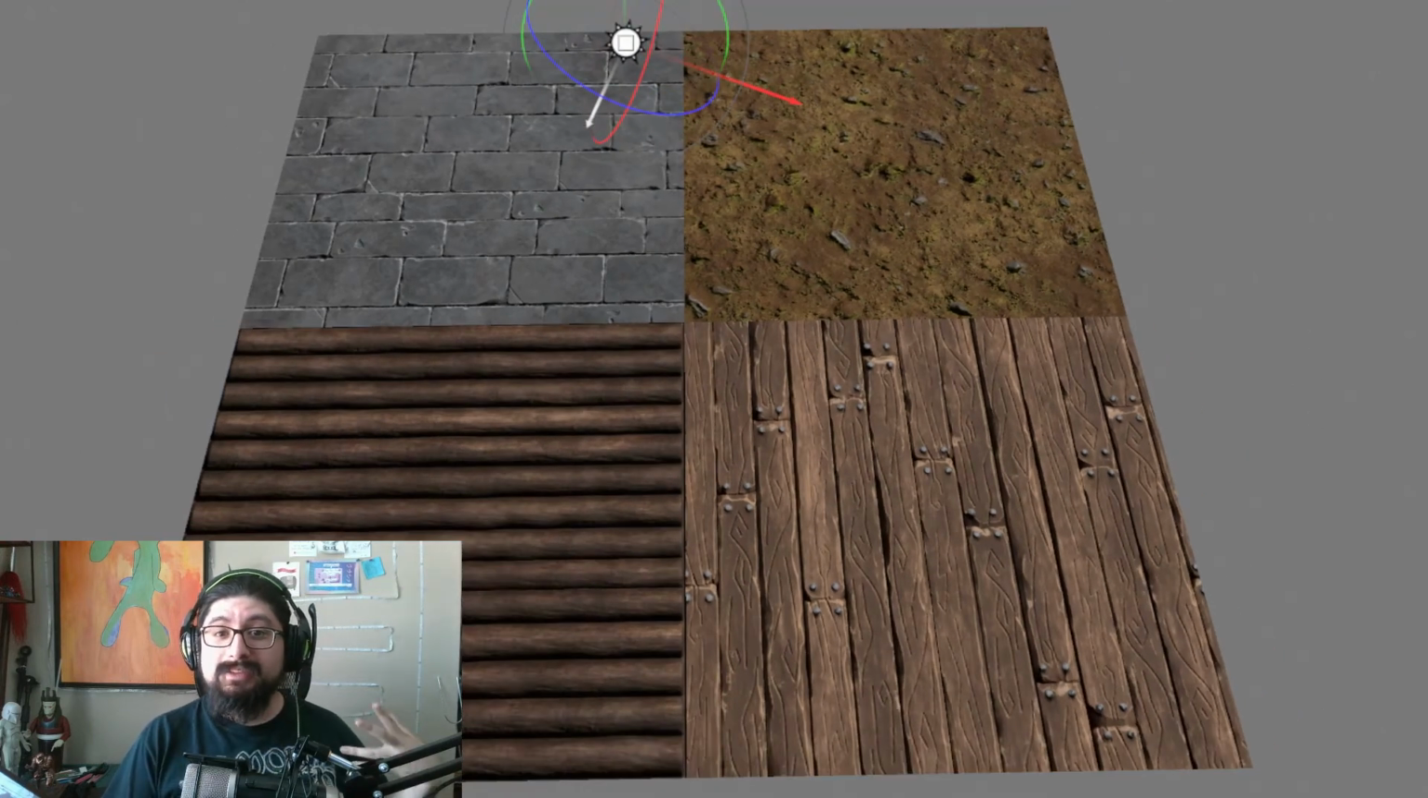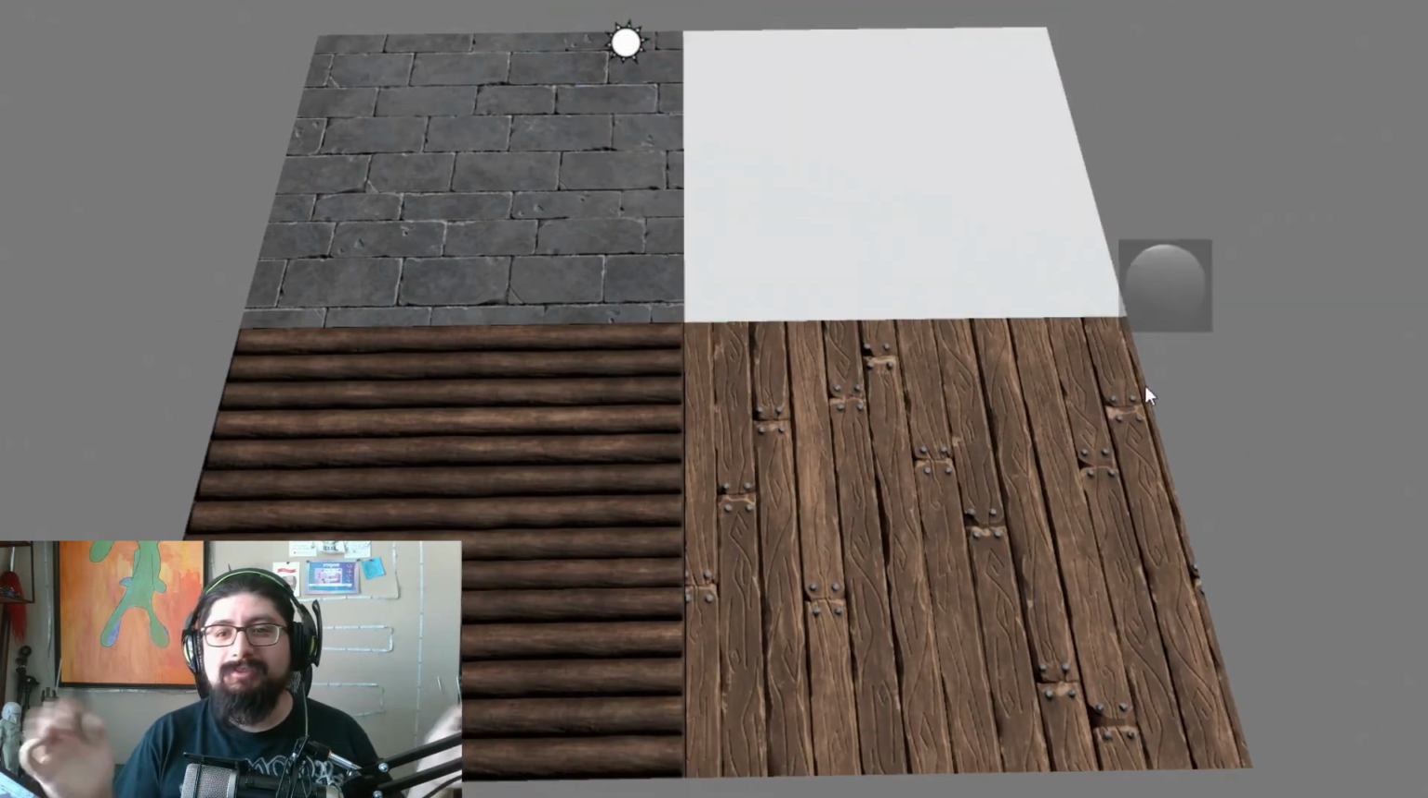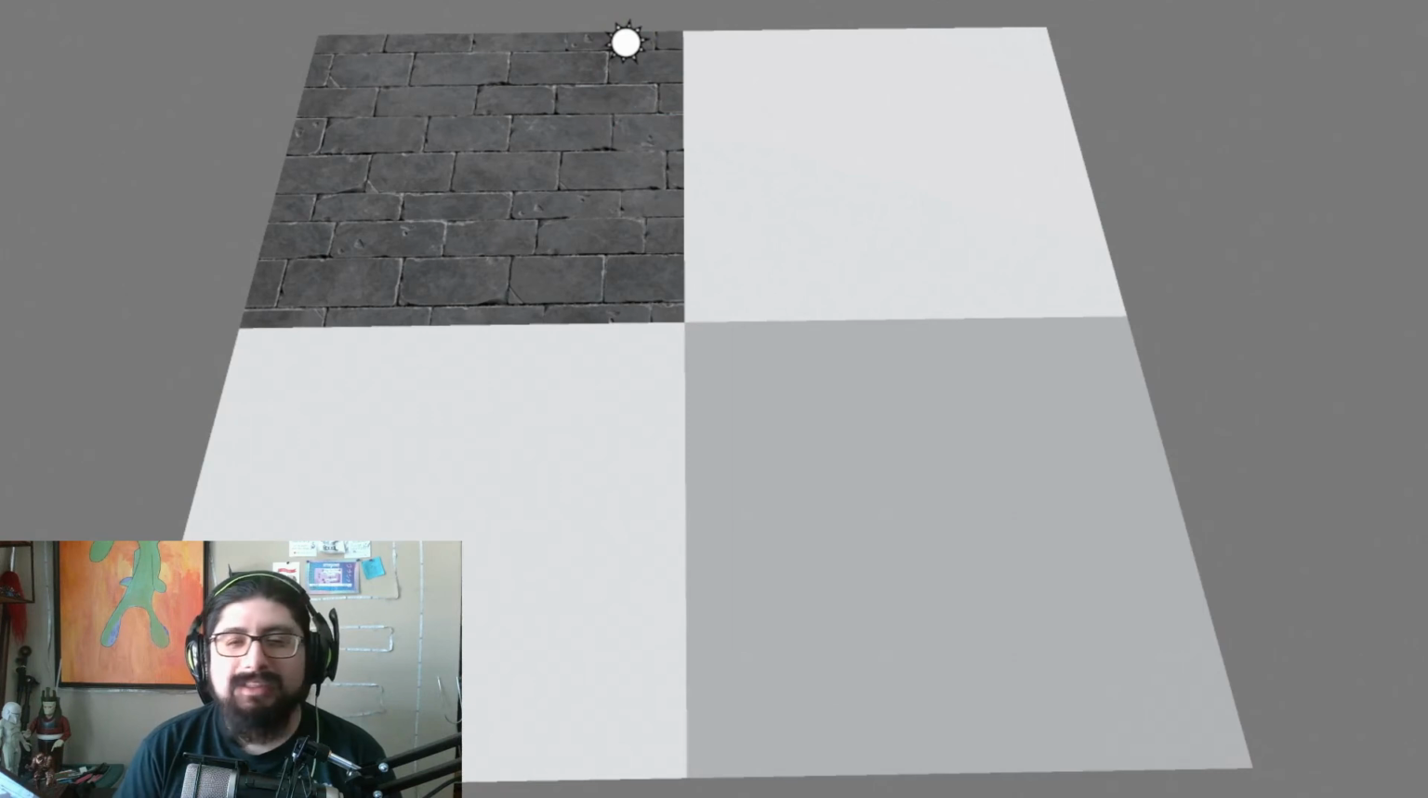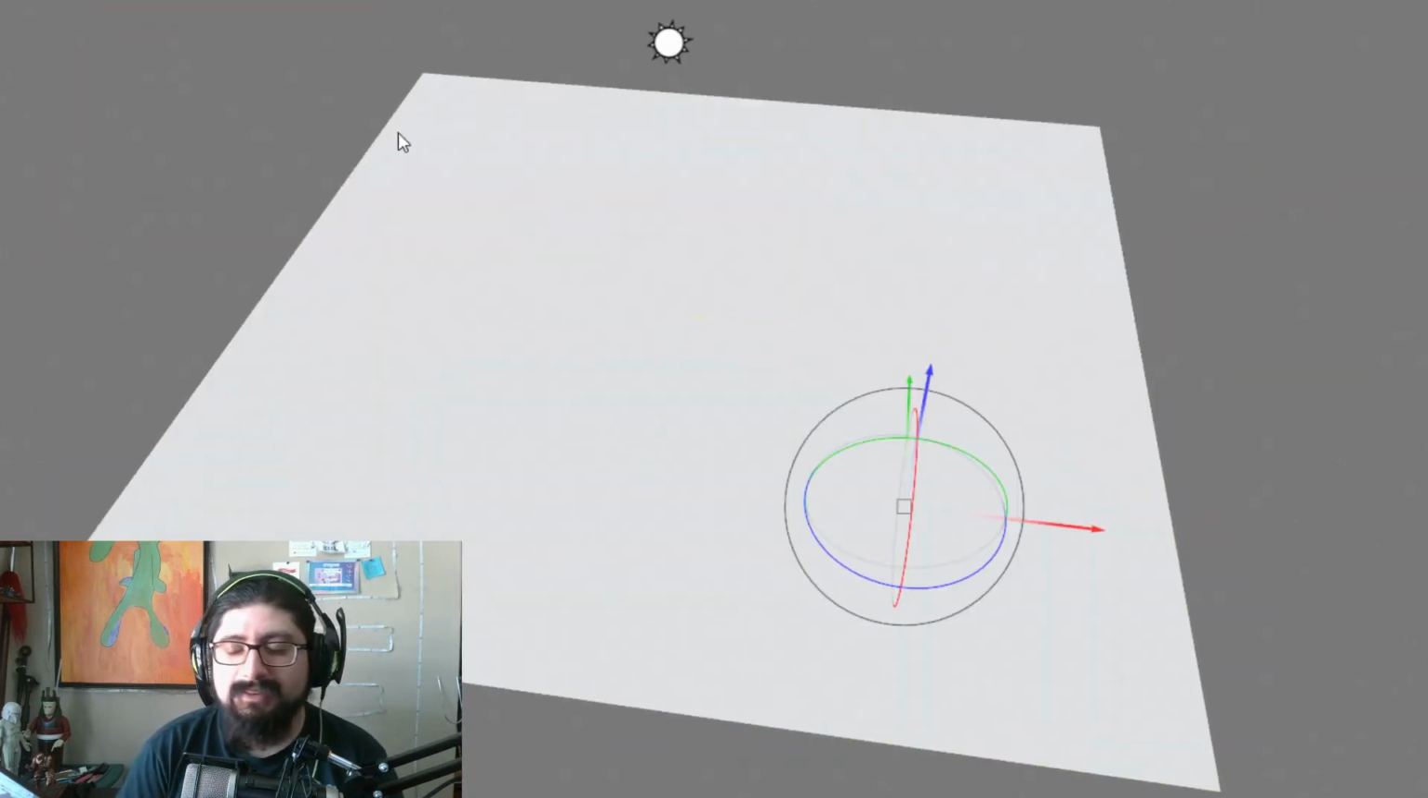Alright, so I hope that was in-depth enough, or a very surface level sort of explanation of what a normal map is.